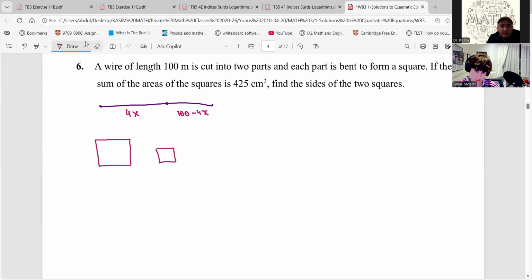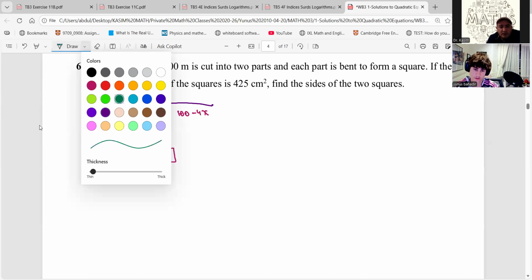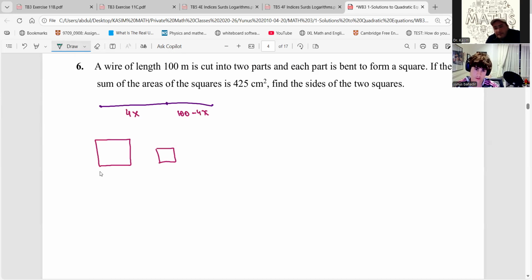Now what is the length of the side of the first square? X. You see, it will be easy. The second one will be 25 minus x, right? And now the sum of the areas. The area of the first one is x squared. The area of the second one is 25 minus x squared. That's equal to 425.